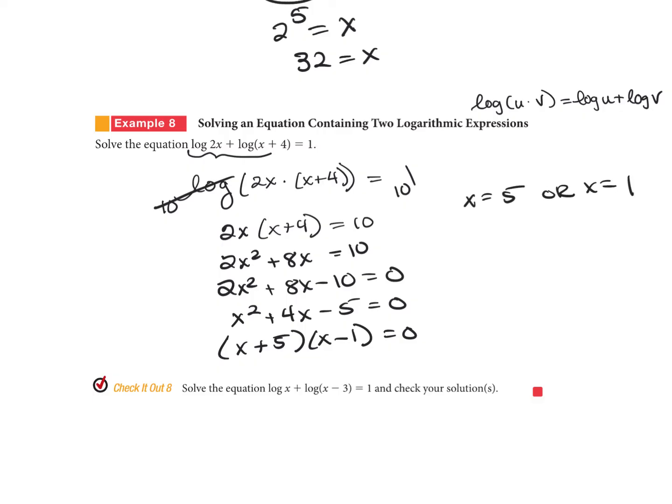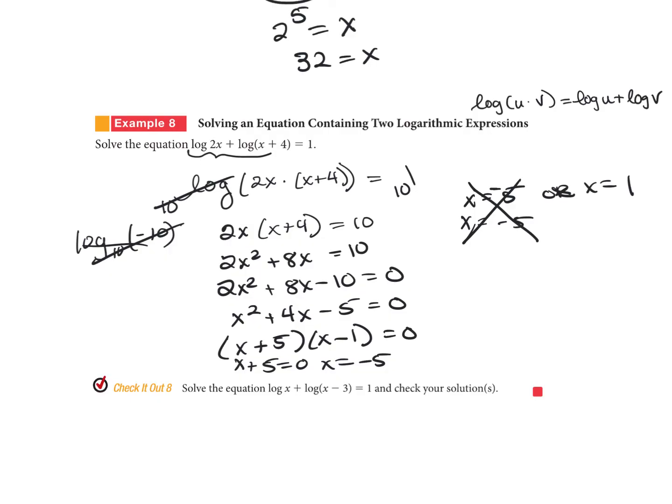I should check and see if both of these fall into the domain of a log. So remember that a log has to be all positive numbers going in. And sorry, this should be a negative 5. It's x plus 5 equals 0 when x equals negative 5. So if this x is negative 5, this would be the log base 10 of a negative 10, and that doesn't make sense. All right, so this is an extraneous solution.